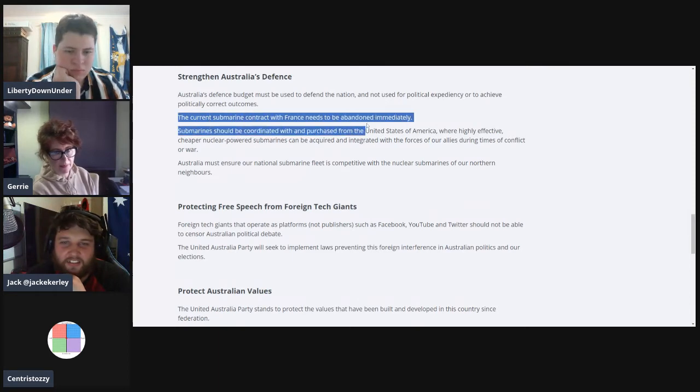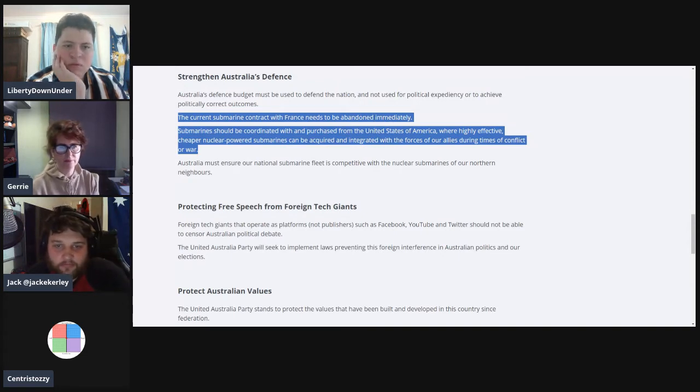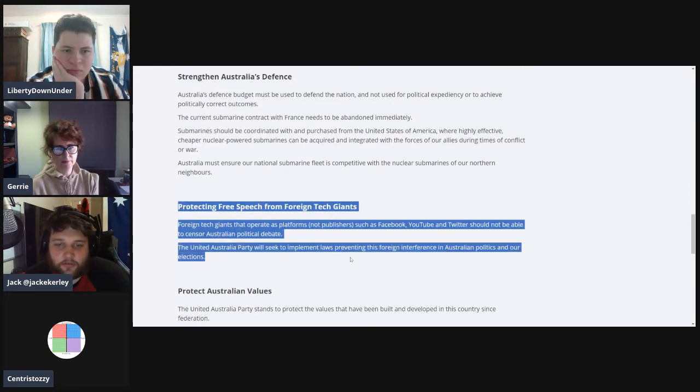This is funny. They completely support the nuclear-powered submarine acquisition. Well, I'm not surprised. They're definitely right-wing populist. So that's very interesting. This one's very interesting as well. That is sorely needed. Really, really sorely needed.